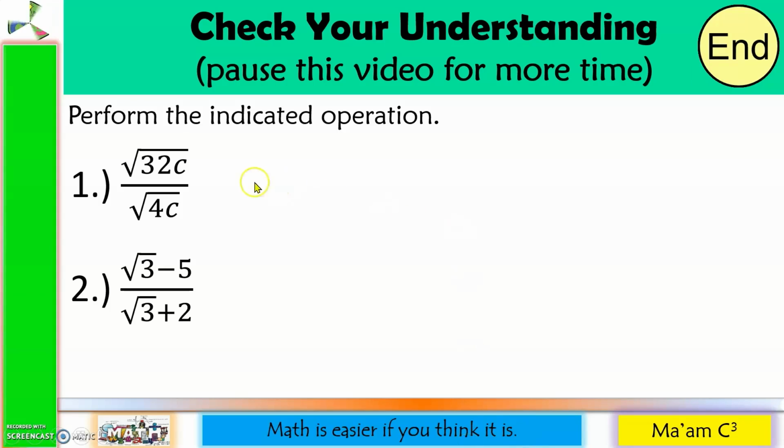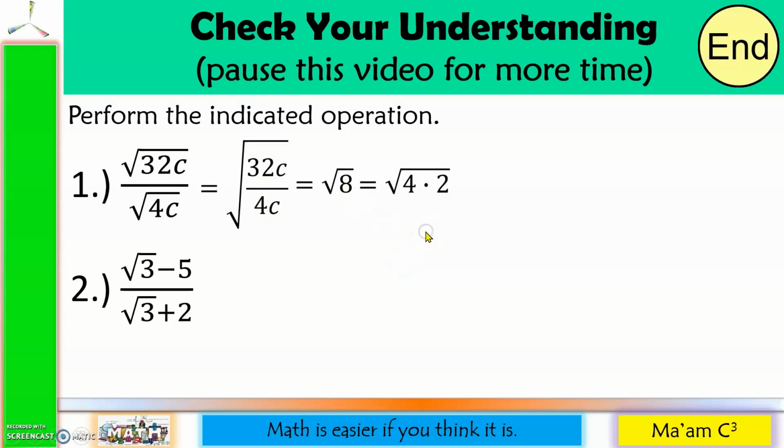Let us answer. Number 1, let us combine them into one radical symbol. C and C will cancel out. 32 divided by 4 is 8. 8 is 4 times 2. The square root of 4 is 2. So our final answer is 2 square root of 2.